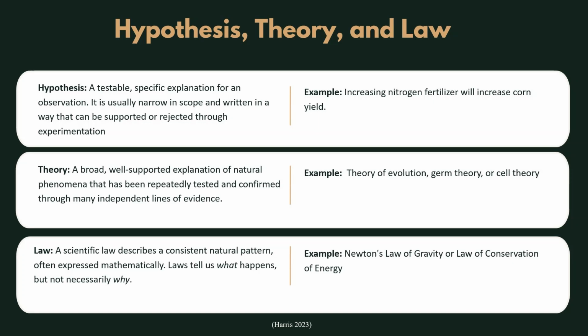Now we're going to talk about three terms that tend to get used interchangeably but have very different meanings. First is hypothesis. This is a testable explanation for an observation. Usually, we're going to design our study around this hypothesis. So the way that we study it is going to determine if the evidence supports it or if it rejects it.